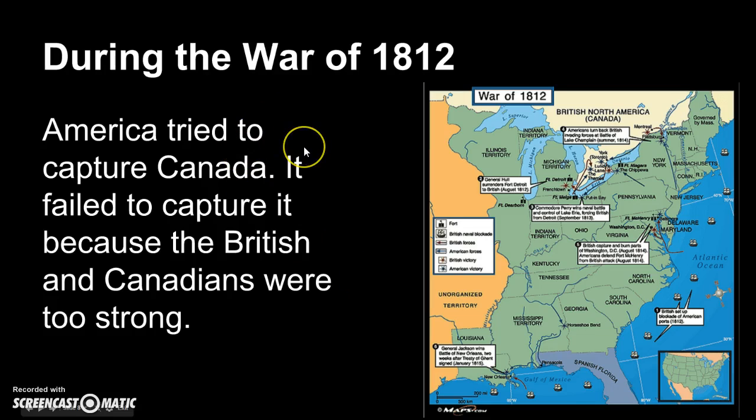Okay, so America decided to try to capture Canada. It failed to capture it because the British and the Canadians were too strong. The Americans went up to Canada over here, and they had many battles, but the Canadians were too powerful because the Canadians were supported by the British and they were controlled by the British.